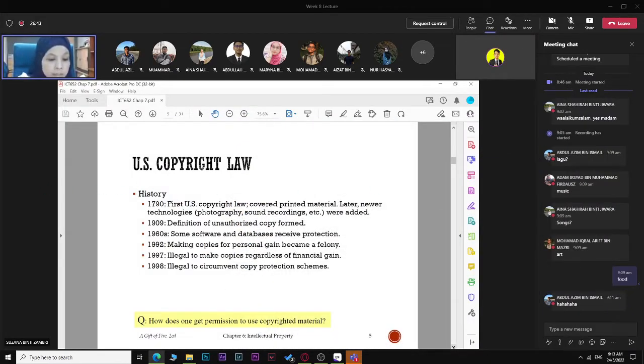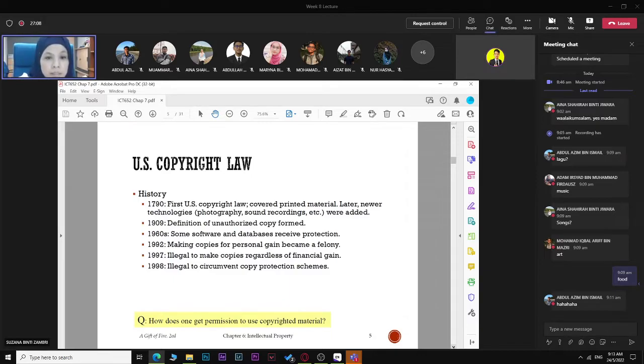Okay, so the history of copyright, since when did copyright begin? So in 1790, the first US copyright law covered printed material only. At that time there was not much digital. And then after that there were new technologies like photography and sound recordings. They added them in the US copyright law. And then I think the date there is wrong, not 1909 maybe. Definitions of unauthorized copy form. In the old days, people did not understand about copyright, such things.